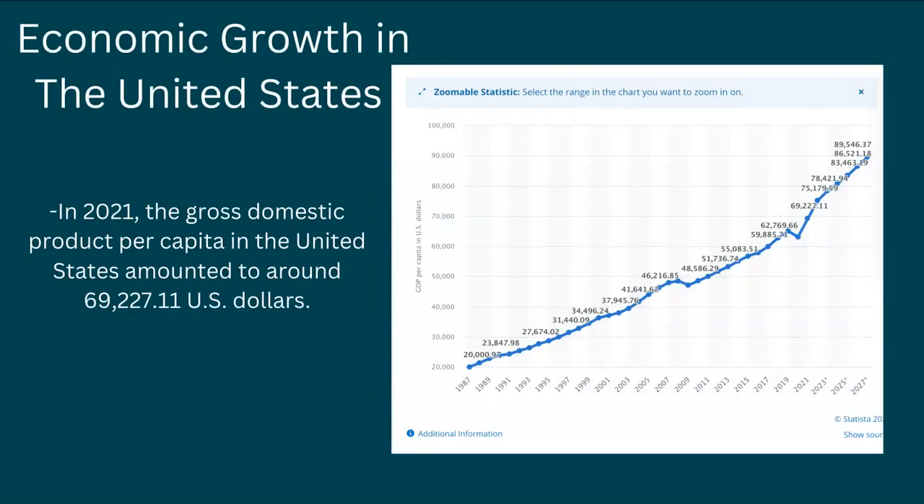So, economic growth in the United States. The statistics show the gross domestic product per capita in the United States from 1987 to 2021, and it also projects all the way to 2027. In 2021, the gross domestic product per capita in the United States amounted to around 69,000 US dollars. The United States is one of the countries with the largest GDP per capita worldwide.